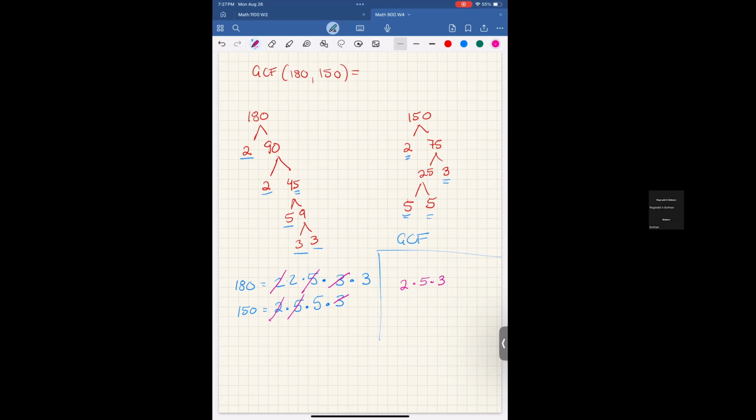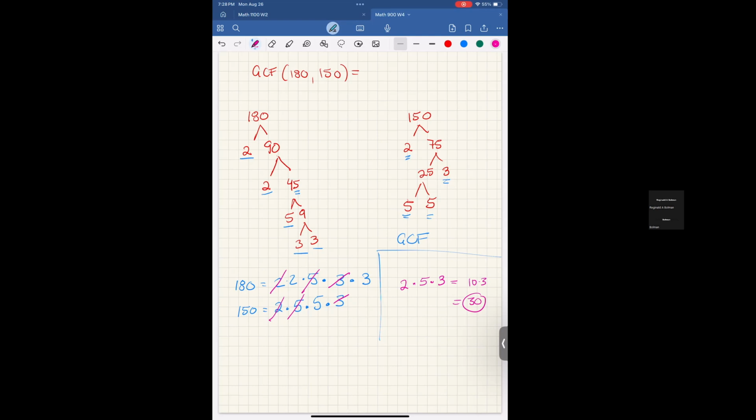Now, each time that I cross out one set of numbers, I'm going to write that number down exactly once, and I'm going to line all of these numbers up such that they're being multiplied together. 2 times 5 gives me 10. 10 times 3 gives me 30. It turns out that 30 will be the GCF of 180 and 150.